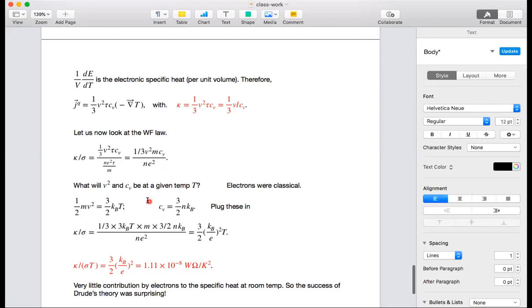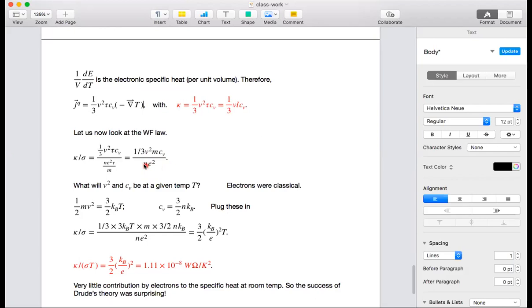So then, is it proportional to the temperature? What are the temperature dependent quantities here? Obviously not n or e squared. Given the metal, n is a constant, e and m are, of course, fundamental constants of nature. So v squared and C_V are the two things that are dependent on temperature.